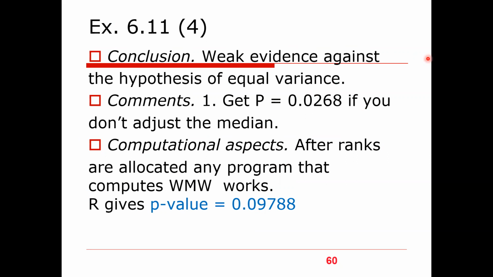But if you don't adjust the median, if we use the original value by ignoring the difference in their medians, then the p-value would be 0.0268, which is very low, which allows us to reject the null. Totally different conclusions, which means to adjust the median to make them have the same median is very important to the test, right? So as long as we have joint ranks, we can use any program that runs WMW test to run this Siegel-Tukey test, right?